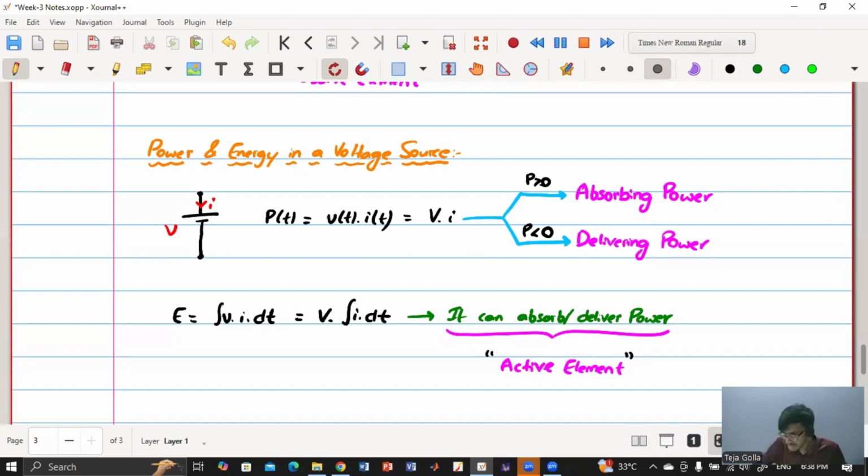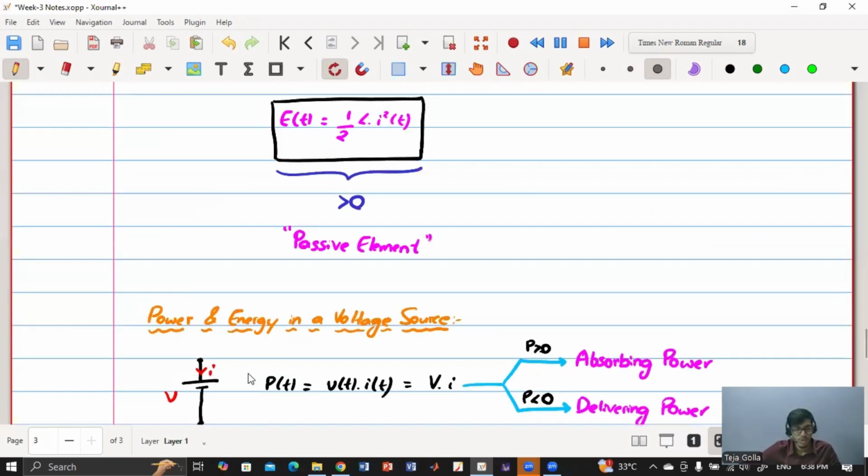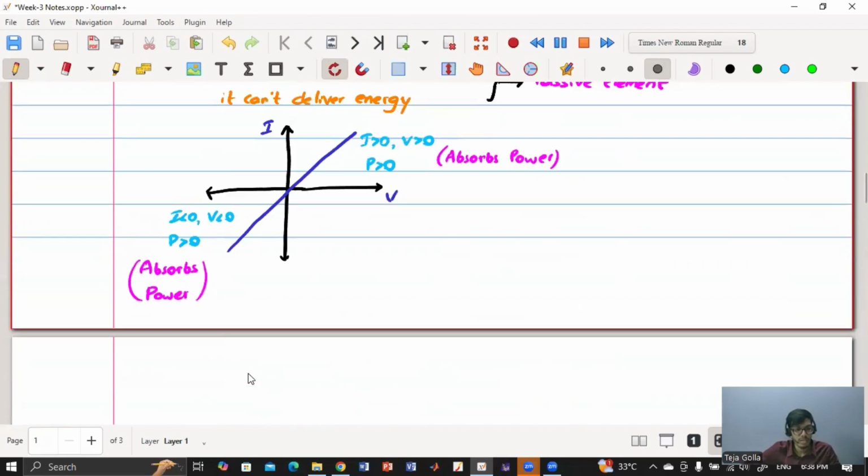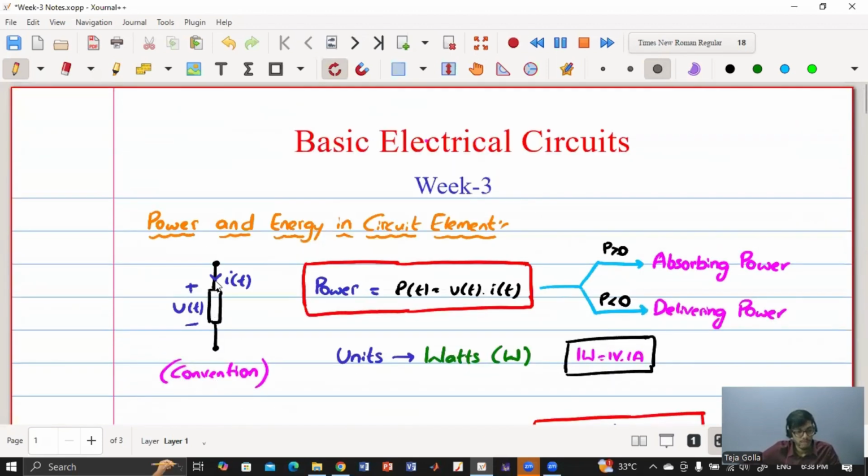Someone has asked, sir, why is the current direction inside? That is the convention that we considered in the beginning. If this is the direction of the current, then power greater than zero means absorbing power, power less than zero means delivering power. If the current is going out, then P greater than zero means delivering power, P less than zero means absorbing power. Whatever theory we are building here is always based on some convention: voltage polarity and current direction.